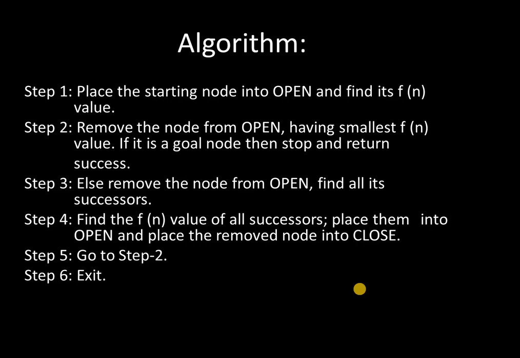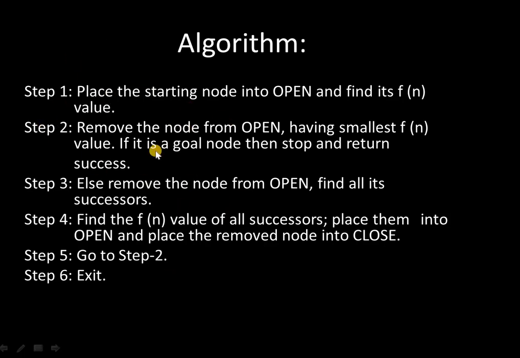Okay, so see the algorithm now. I think it will be easier for you now. Place the starting node into open and find its f(n) value. So we have placed it. Remove the node from open having the smallest f(n) value. We check it: if it is the goal node, then stop and return success. Otherwise, remove the node from open and find all its successors. Find the f(n) value of all the successors, place them into open, and place the removed node into close. We have just marked it as a cross there. That's the only difference. Then go to step 2 and repeat the process again.